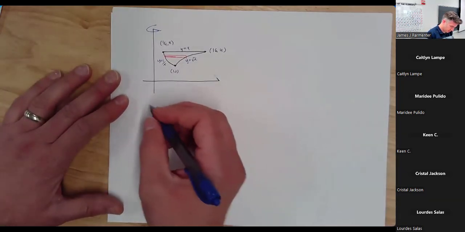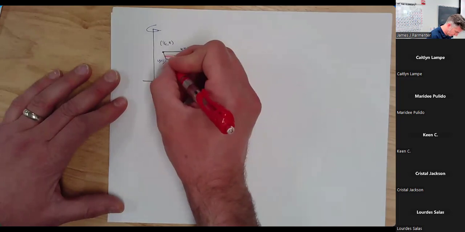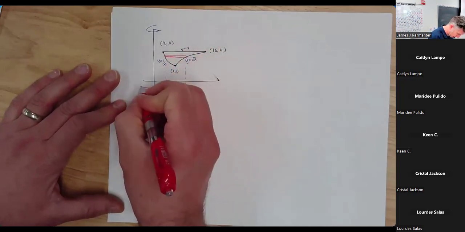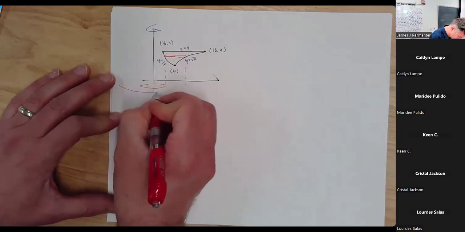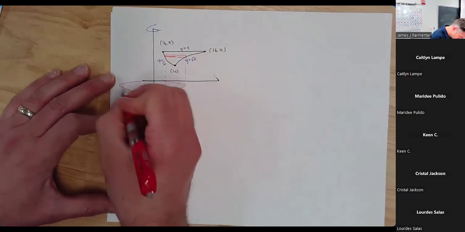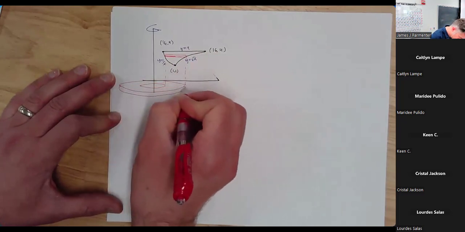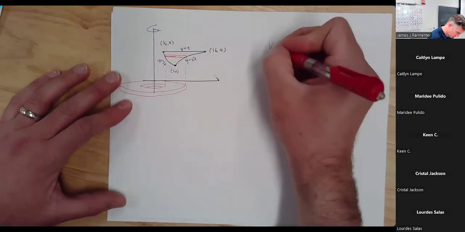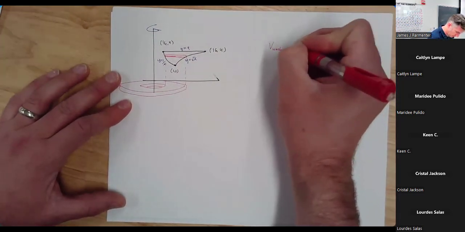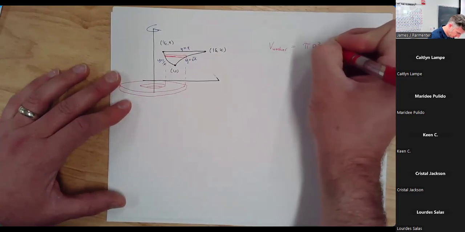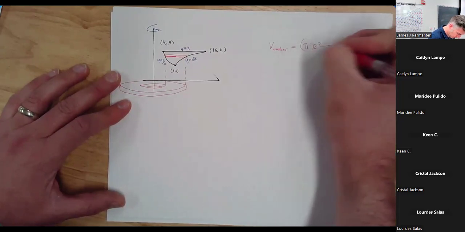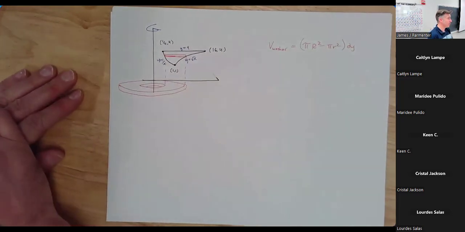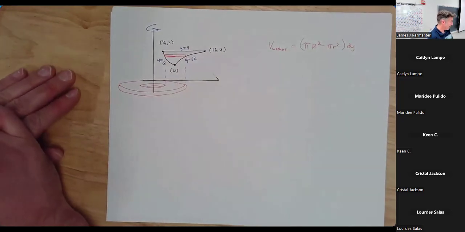So, if we revolve this around the y-axis, you don't need to draw this part, but I like drawing it. There's my washer. And the volume of my washer is going to be pi times large radius squared minus pi times little radius squared times dy. Oh, that dy tells me that my functions better be functions of y.